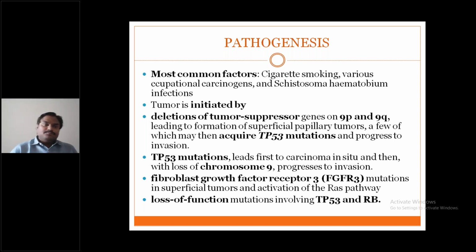Okay, one is because of the deletion of the tumor suppressor genes on the short and long arm of chromosome 9. Later on, the mutation of p53, then invasion, or mutation of p53, then carcinoma in situ, then loss of chromosome 9 and progression to invasion, or mutation in the fibroblast growth factor receptor 3, then RAS, then p53. These are the different pathways. Each will help the other, and then it will ultimately progress into invasive bladder carcinoma. So these are the different types of mutations you have to remember in bladder carcinoma.